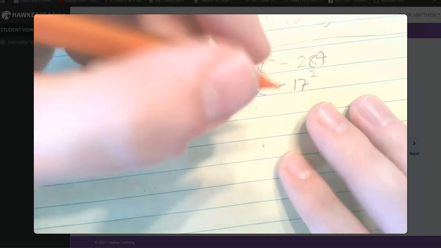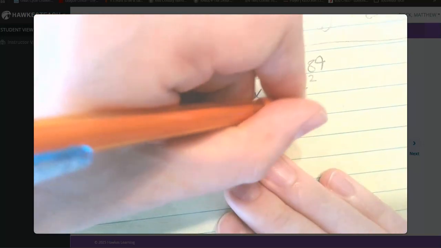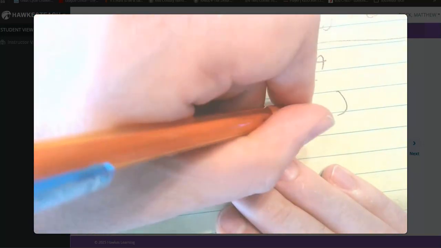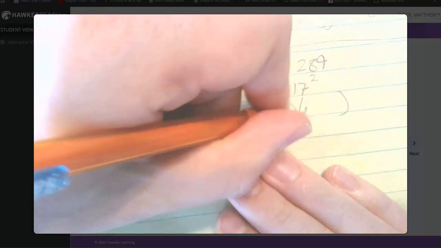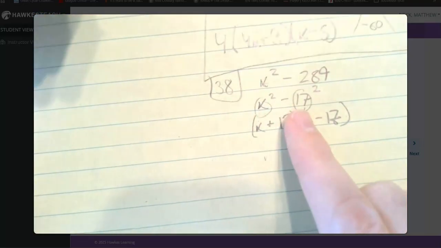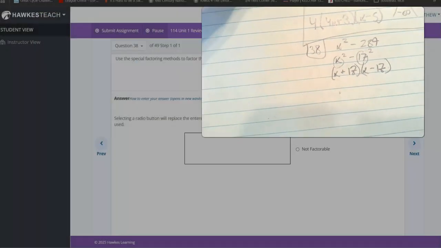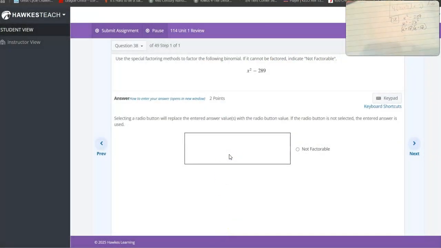Yep. So x squared minus 17 squared. And again, when you have the difference of squares, you just have x plus 17, x minus 17. So you have this number plus this number, and then that number minus that number. So we have x plus 17, x minus 17.